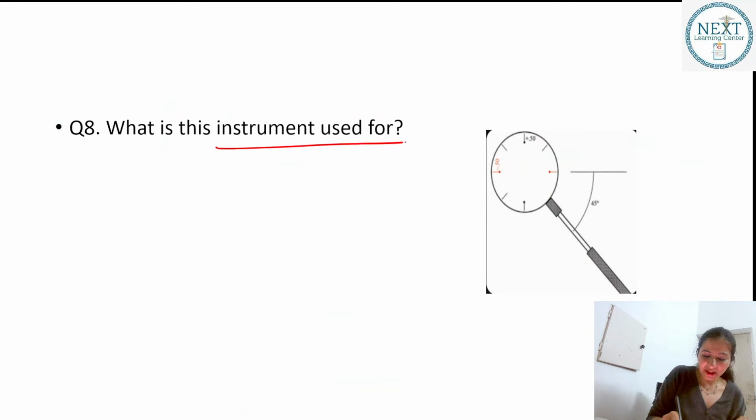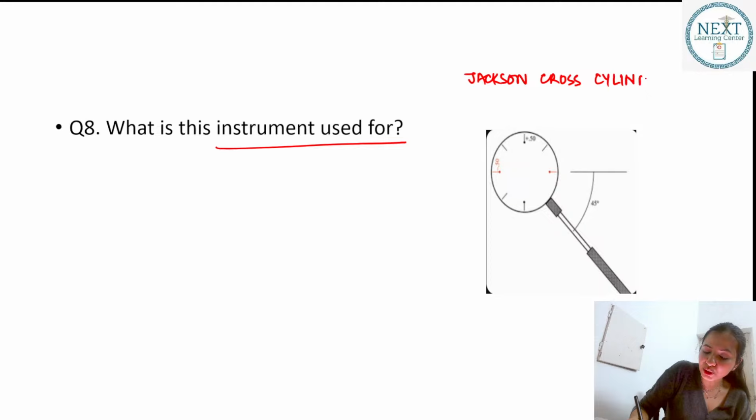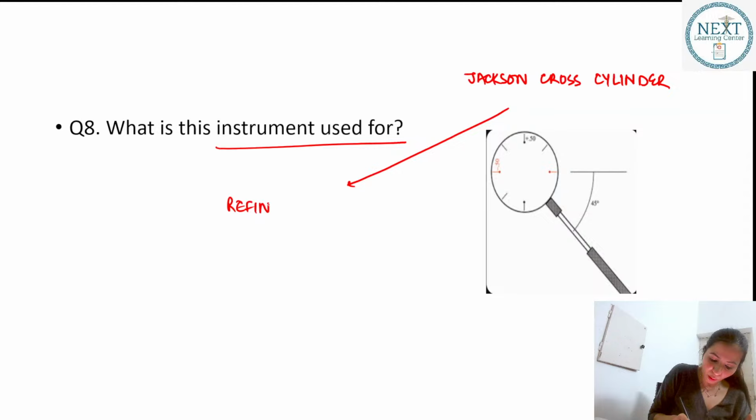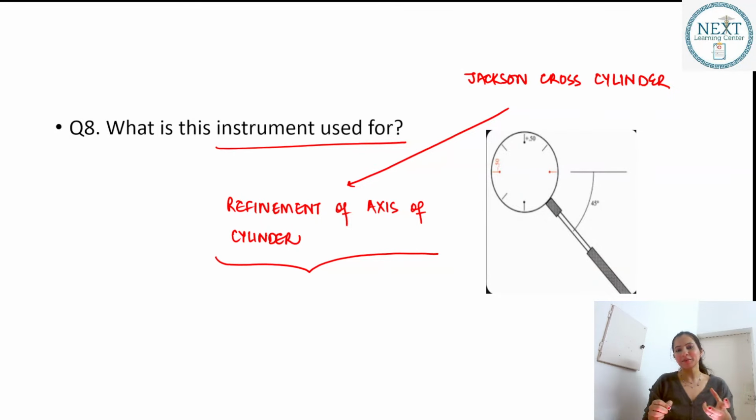What is this instrument used for? I have taught you in class in Maha revision. This is Jackson cross cylinder. Now what is Jackson cross cylinder used for? It is used for refinement of the axis of cylinder. So that axis refinement is done by Jackson cross cylinder.